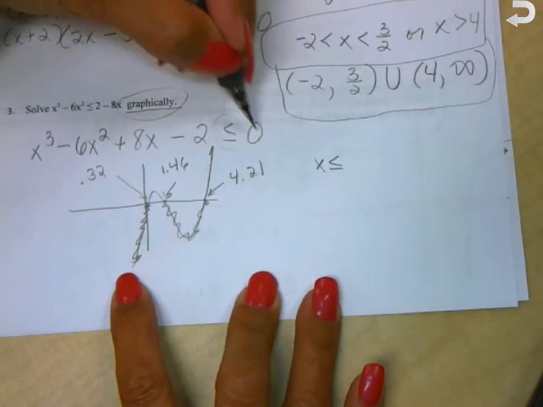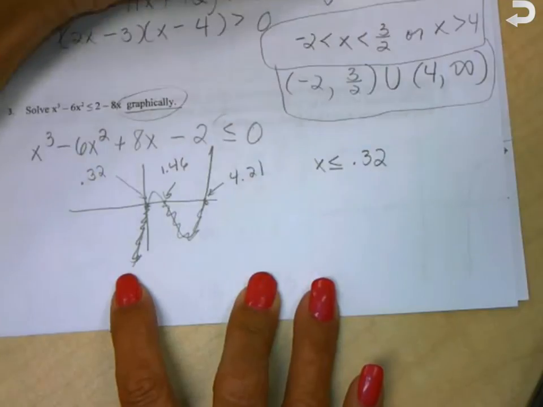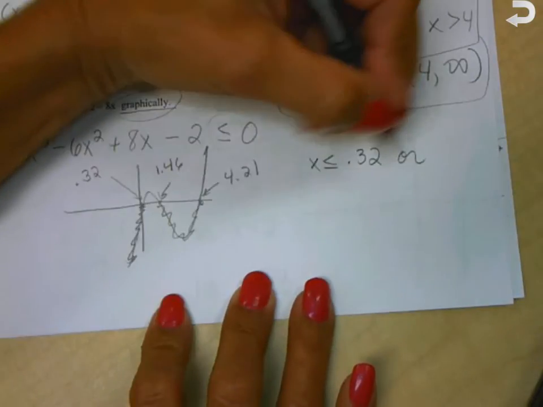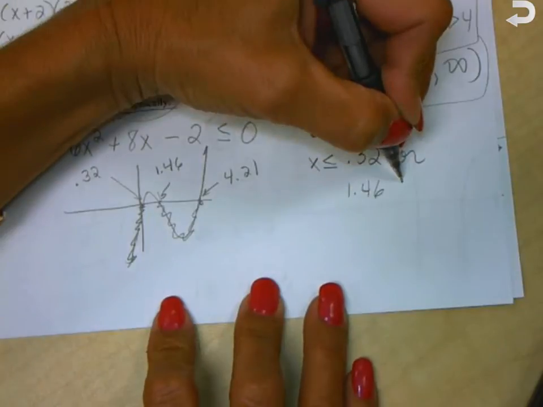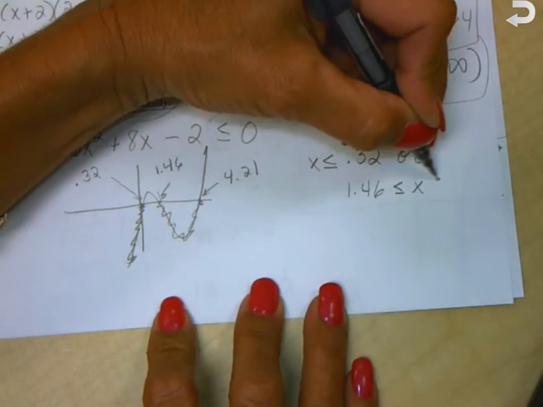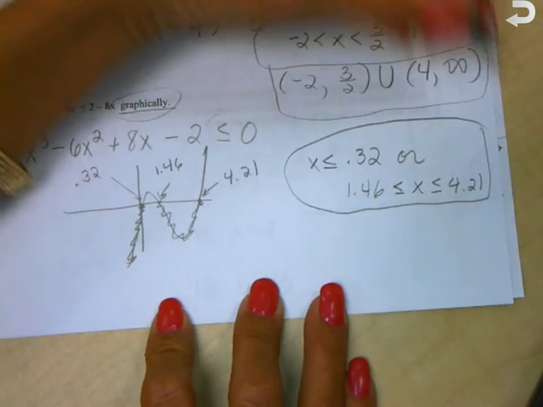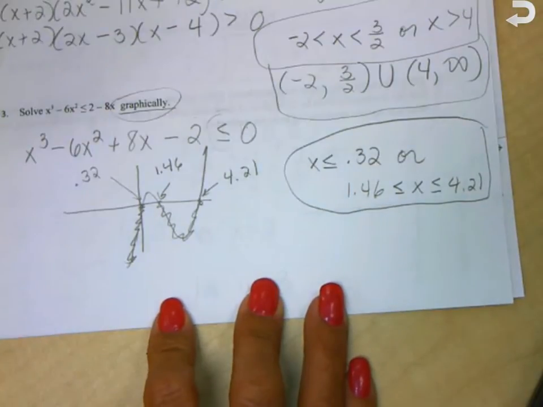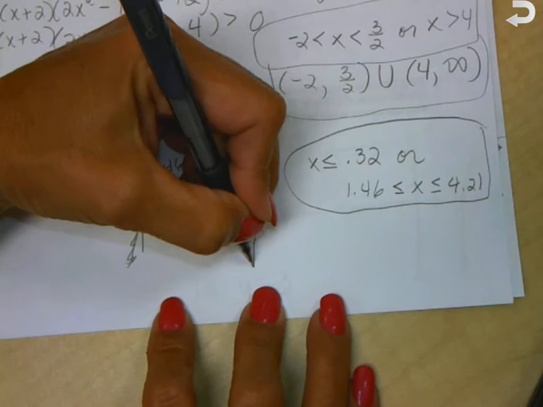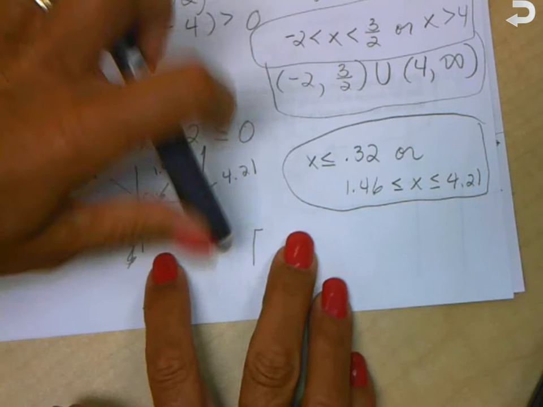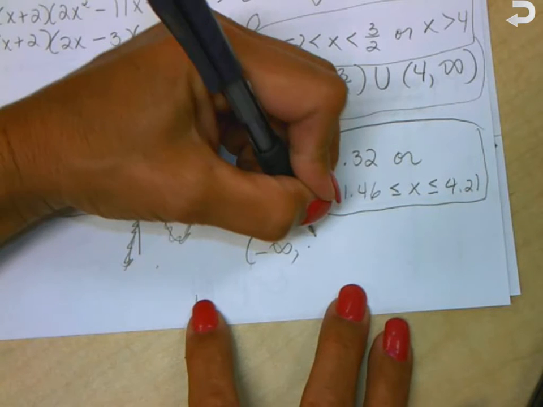And then I'd be ready to graphically give my window. And so I have anytime x is less than or equal to, because I can have the equality of 0, 0.32, I have values that are negative. Or anytime I have my x value being sandwiched between 1.46 and 4.21, I also have values where the functional value is negative or equal to 0.